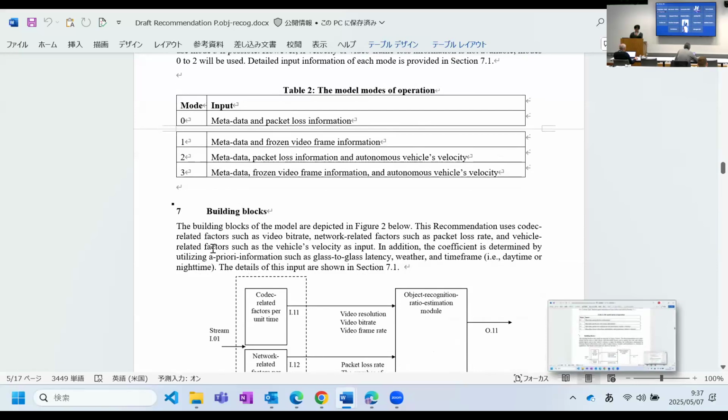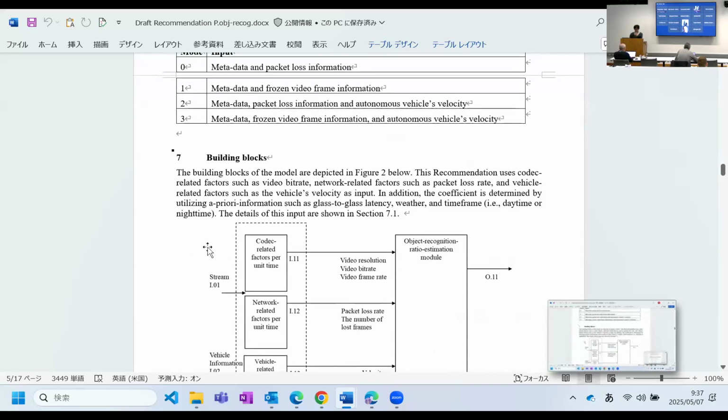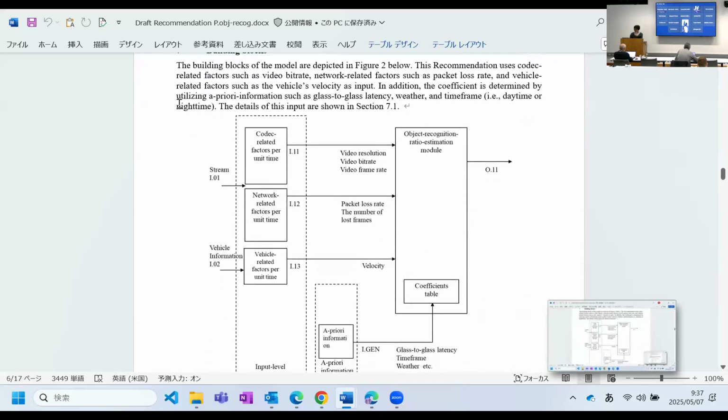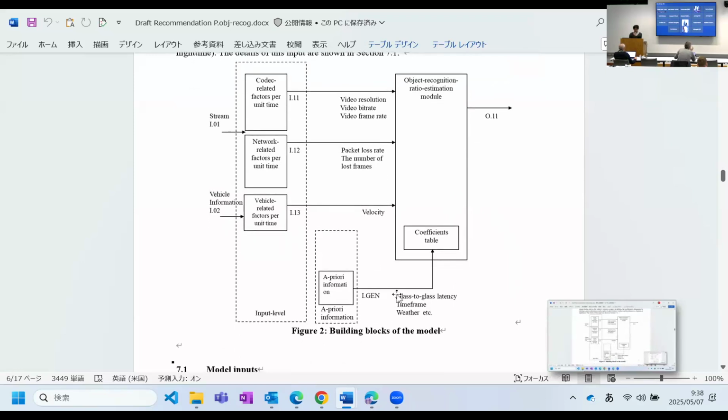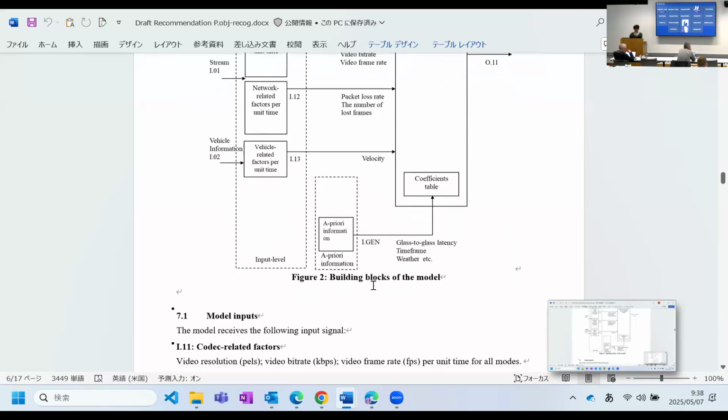The next section shows the building blocks and input and output information. The building blocks of the model are shown in figure 2 below. This recommendation uses codec-related factors per unit time, network-related factors per unit time, and vehicle-related factors per unit time as input. In addition, the coefficients of the model are determined by utilizing a priori information, such as glass-to-glass latency, time frame, weather, etc. The detail of the input is shown in the following section.